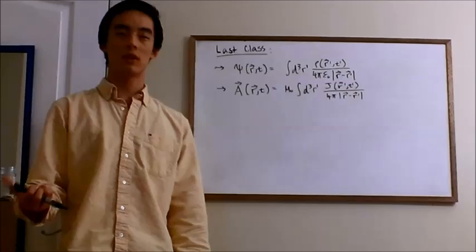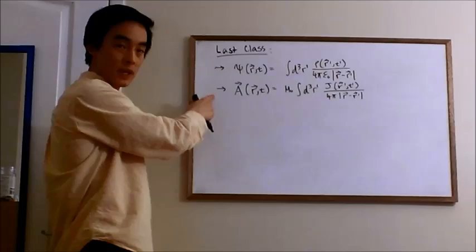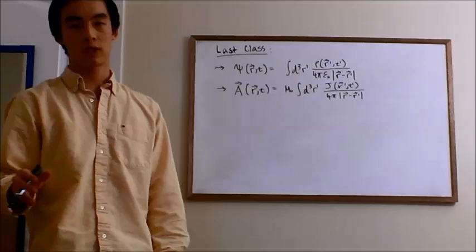So last class, we were able to re-express Maxwell's equations in terms of the scalar and the vector potential. Today, we're going to get these same equations through Maxwell's equations, but we're going to use Fourier transform and the concept of the retarded time.